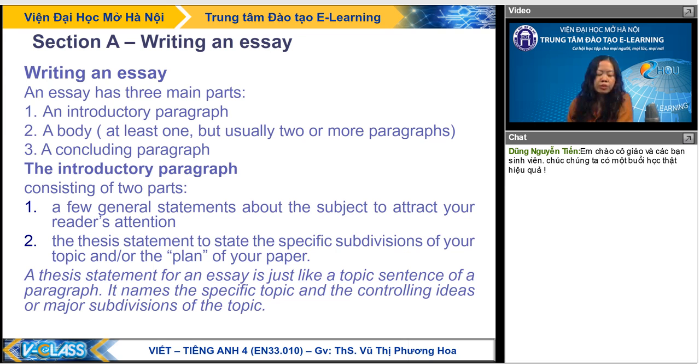Now let's study the introductory paragraph. The introductory paragraph consists of two parts. The first part is a few general statements about the subject to attract the reader's attention. The second part is a thesis statement to state the specific subdivisions of the topic and or the plan of the paper. A thesis statement for an essay is just like a topic sentence of a paragraph. It names the specific topic and the controlling ideas or major subdivisions of the topic.